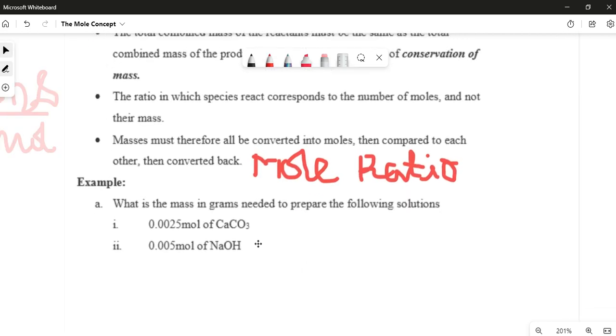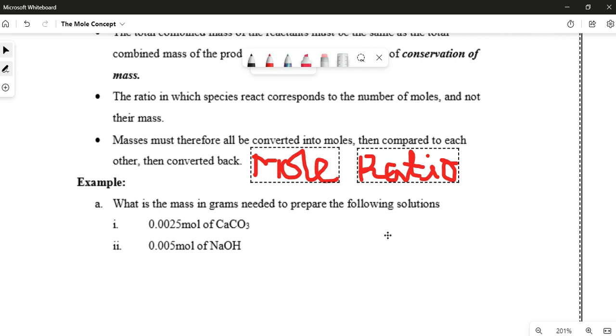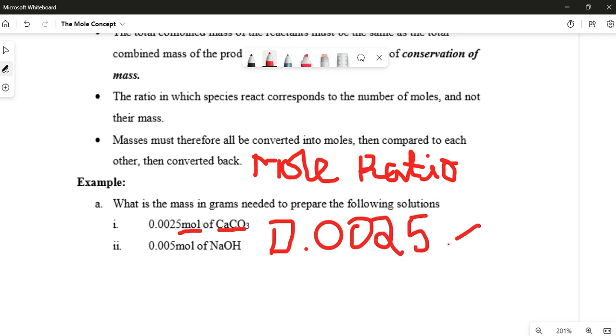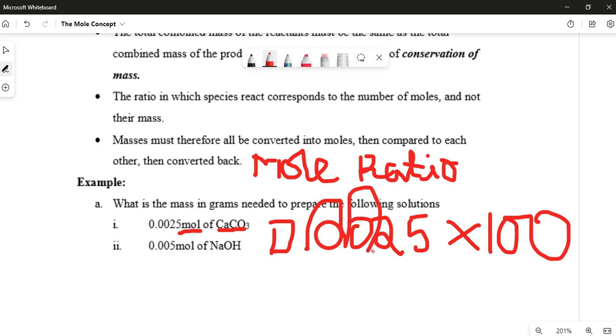What is the mass in grams needed to prepare the following solutions? We have been given our mole. We know our MR is 100. So you do 0.0025 times our MR, which is 100. I'm not writing the units over here, but just remember to add the units as well.